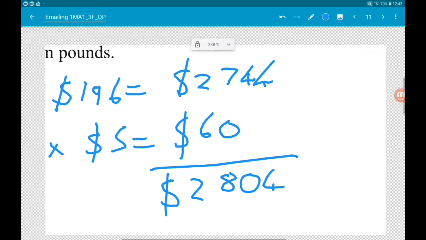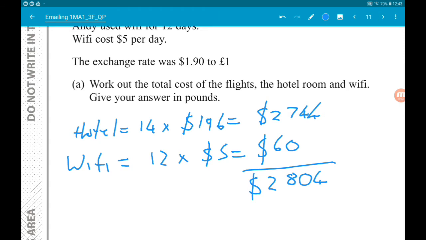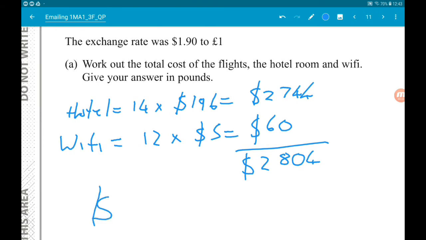Okay, so we now need to turn that into pounds. So the exchange rate was $1.9 to £1. So that means every $1.9 is £1. So we now need to know how many lots of 1.9 are in 2,804. So to do that, we do 2,804 divided by 1.9, and that is going to give us £1,475.79.